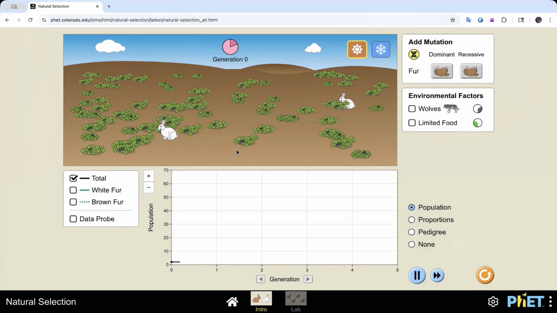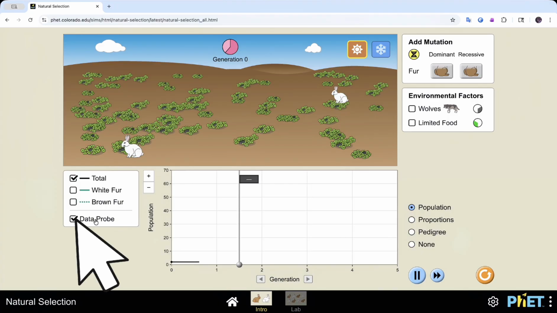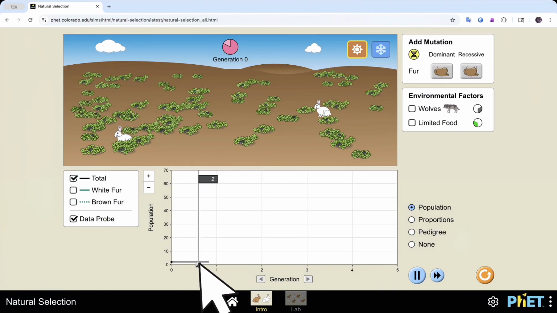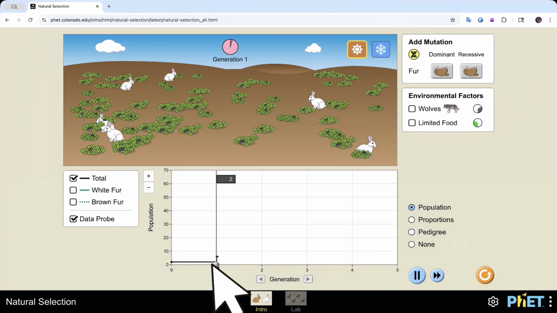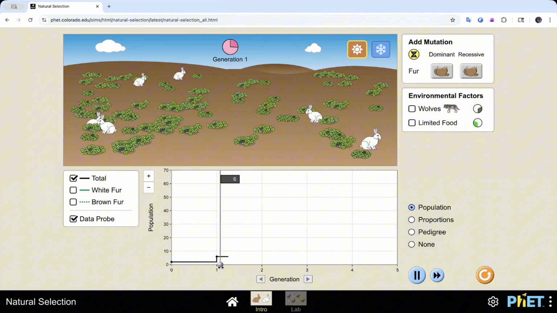The first tool is the data probe. Click the words data probe on the left side of the screen. Click and drag the vertical line over the population graph and you can see the exact number of bunnies at any point in time. You will need this to answer questions about carrying capacity and population size.